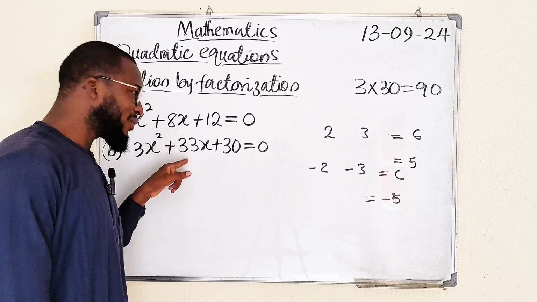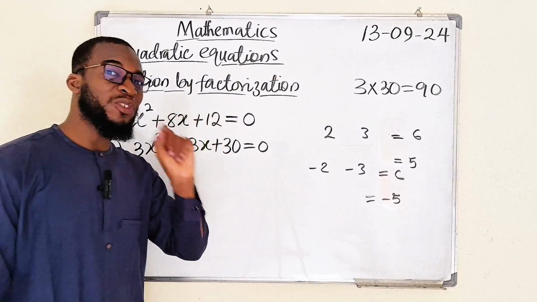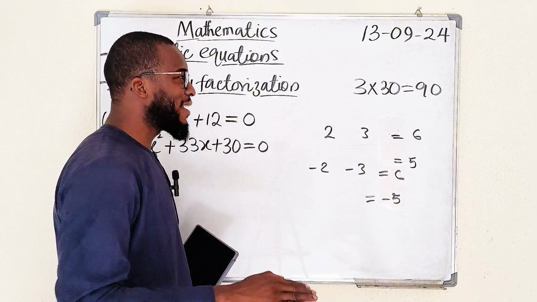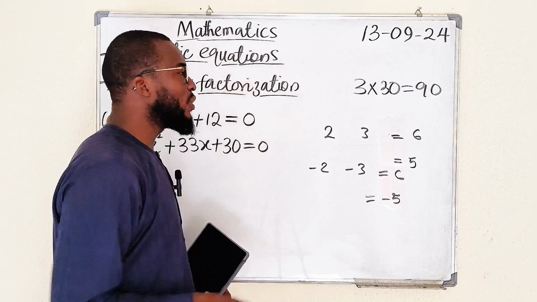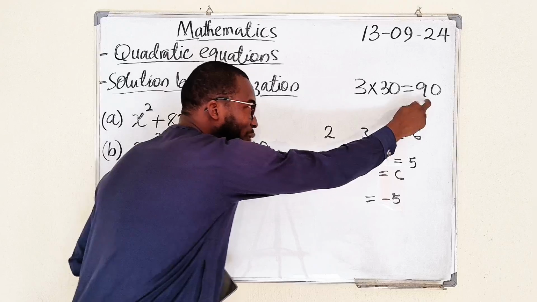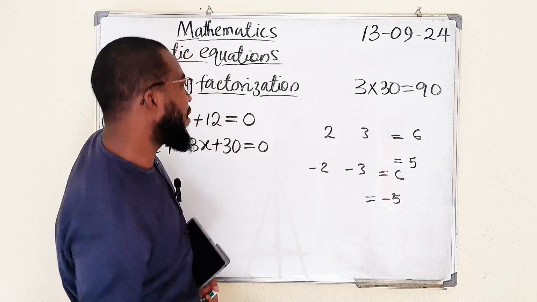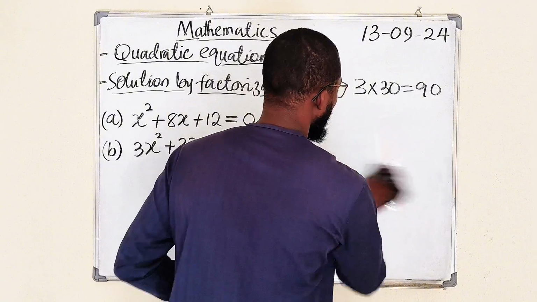But this is a positive number. Therefore, those two numbers must be positive. So you can see that we have saved our work for finding negative numbers. We don't want them. We know these two numbers that will give us 90 after multiplication must be positive numbers. All right, so that's number one.